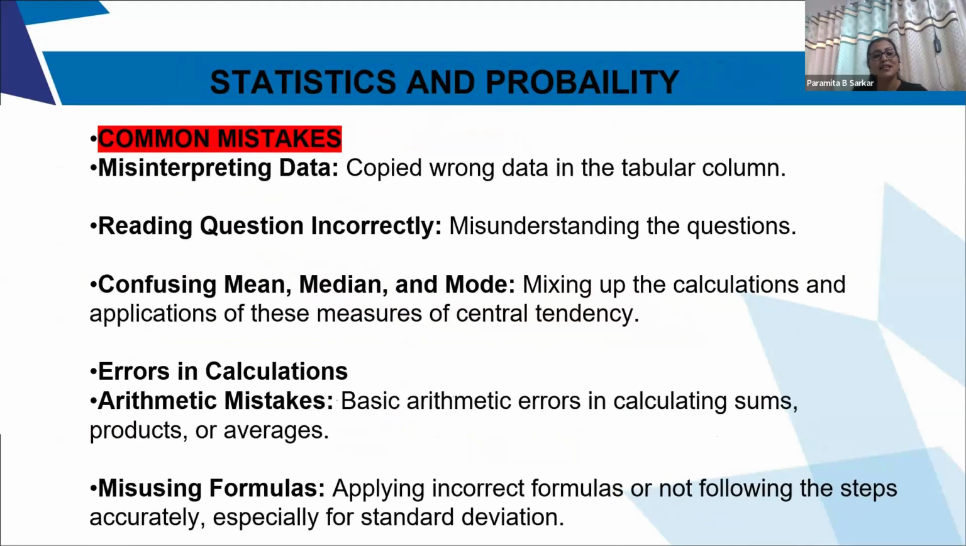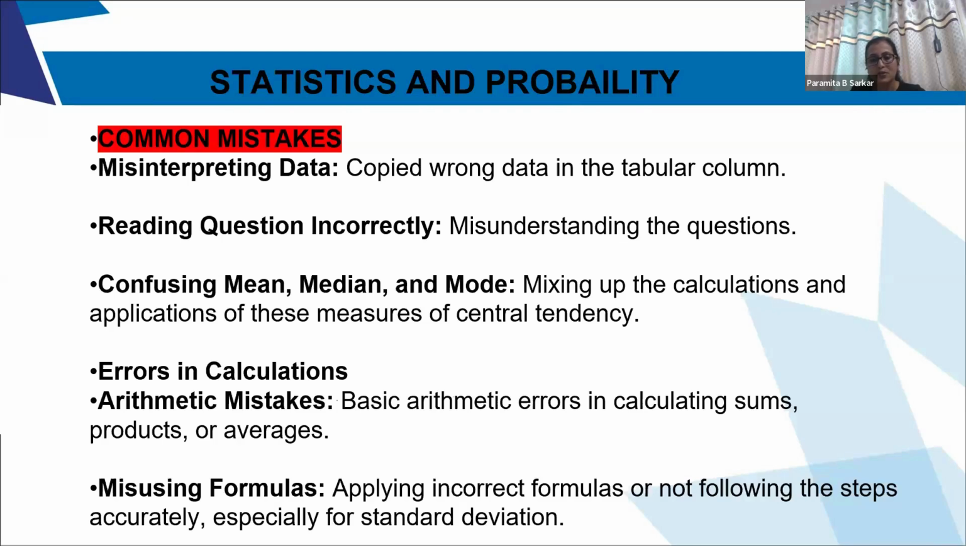Now, what are the common mistakes? As I said, copying wrong data in the tabular column, right? In case of statistics, you mainly have three components, that is mode, median, and mean. So for all these three components of central tendency, you have to form the tabular column. Once you copy wrong from the question paper, everything is wrong, right? So be careful while you are copying data from the question paper.